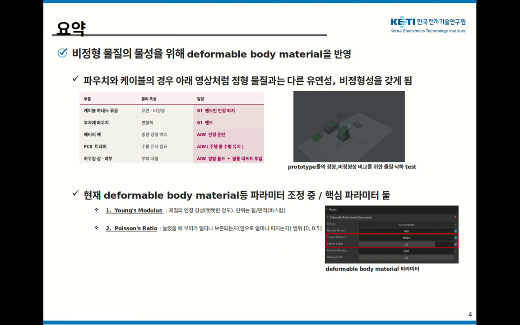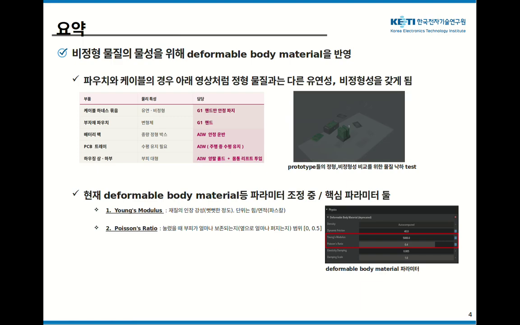To represent the material properties of amorphous materials, I applied deformable body material. Pouches and cables have a flexibility and amorphous nature that rigid materials do not have. Like in the video, they move differently from stiff objects. Right now, I am adjusting parameters such as the deformable body material.